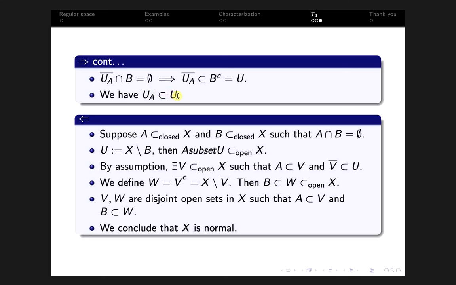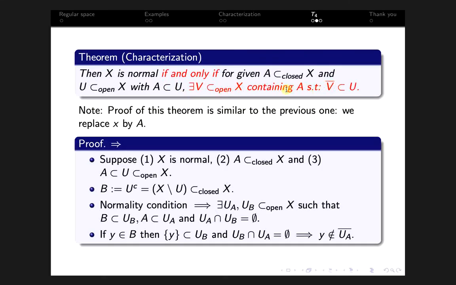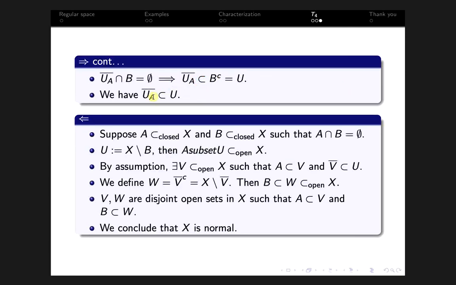Now consider V equal to UA. Then V is an open neighborhood of A and its closure is contained in U. This is what we wanted to prove.